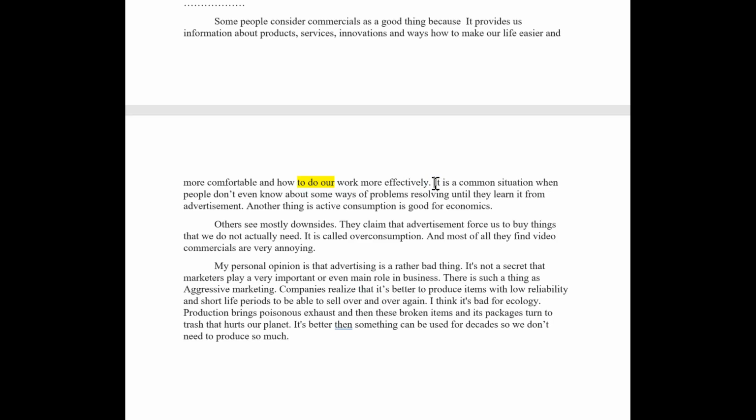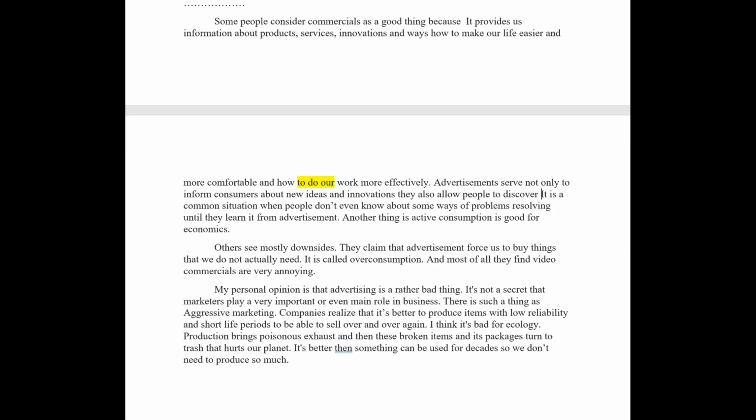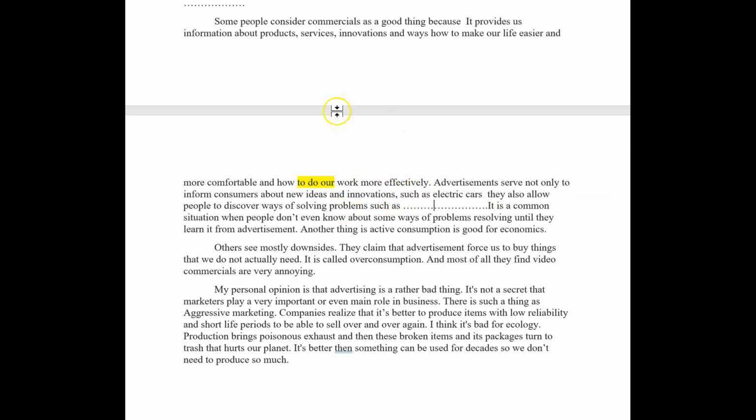Yes, okay, so when we're thinking about the positive sides, so advertisements serve not only to inform consumers about new ideas, which is really expanding on what you're saying here, new ideas and innovations, they also allow people to discover ways of solving problems, such as, and I think you should give an example there, because presumably you're talking about a product that might solve a problem. So you might have innovations such as electric cars, something like that, solving problems such as, and then giving an idea of what the problem might be. So quite sort of structured.